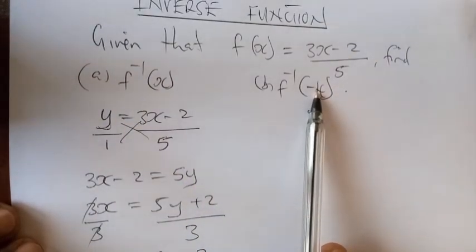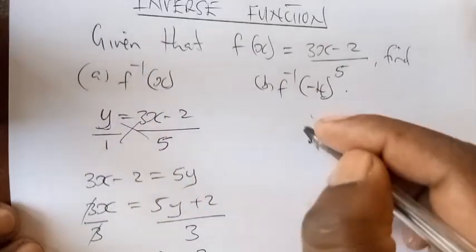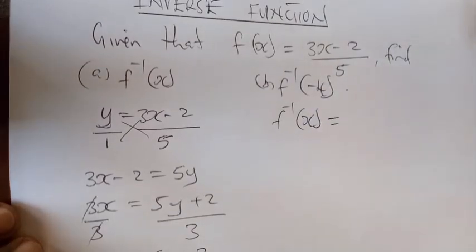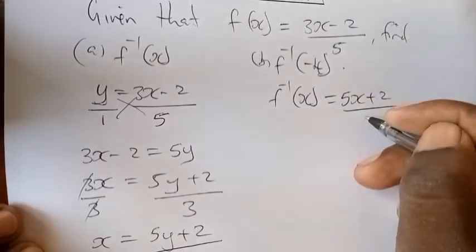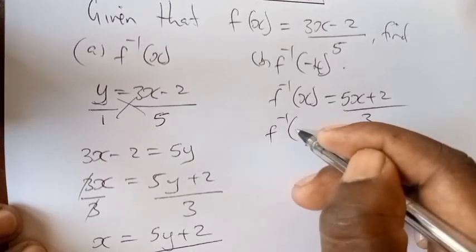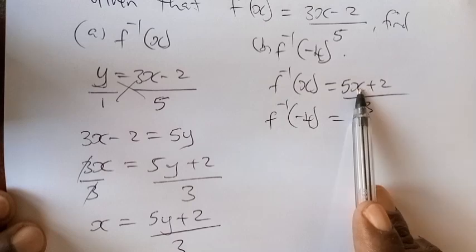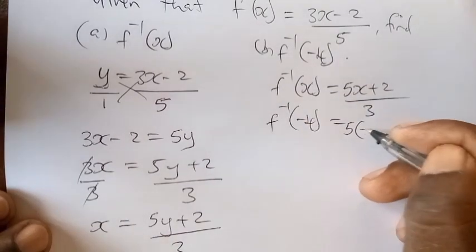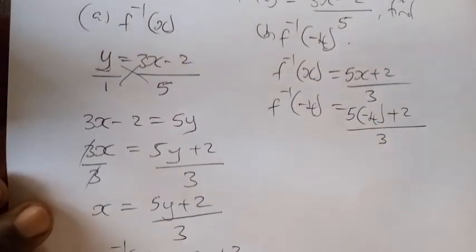So we are going to begin by writing the function f inverse of x. The function f inverse of x, which we have just found here, is equal to 5x plus 2, everything divided by 3. And then here we are looking for the function f inverse of -4, which we are going to find by substituting. Where there is x, we are going to put this -4. So here we'll have 5 open brackets, we bring our -4, plus 2, everything is divided by 3.